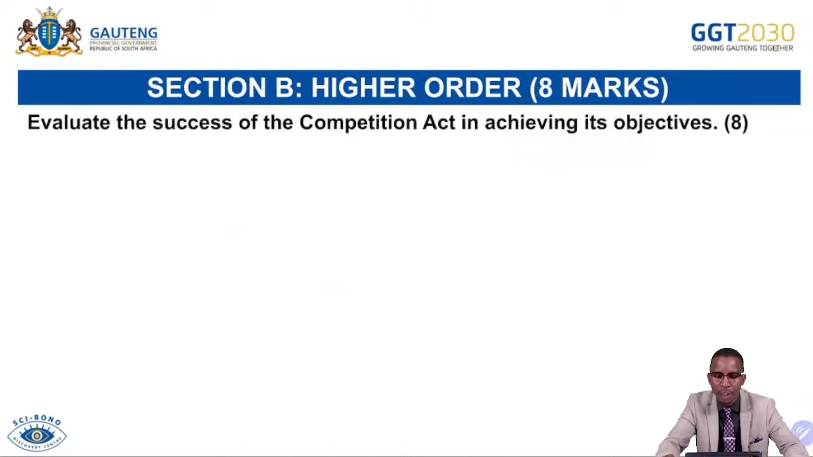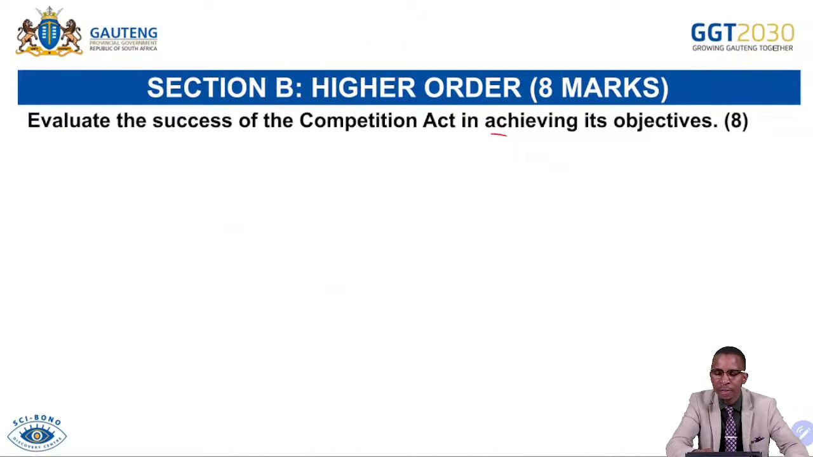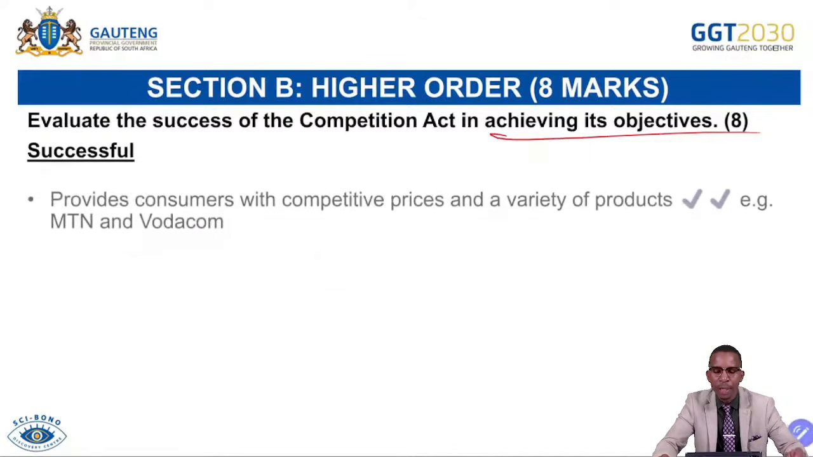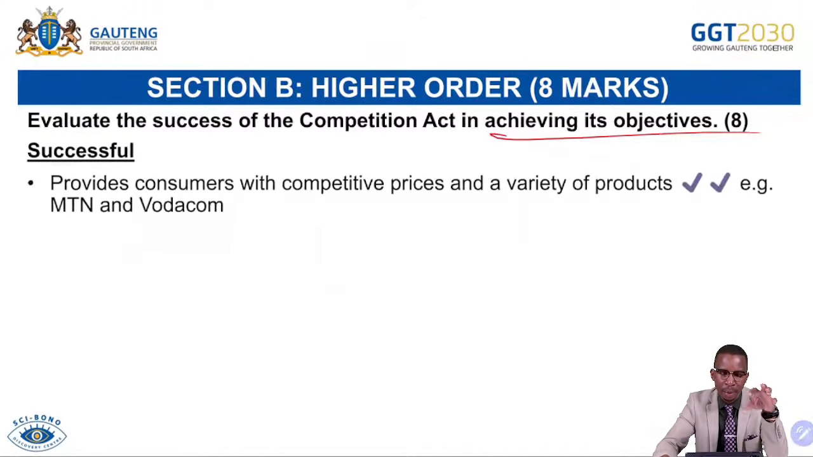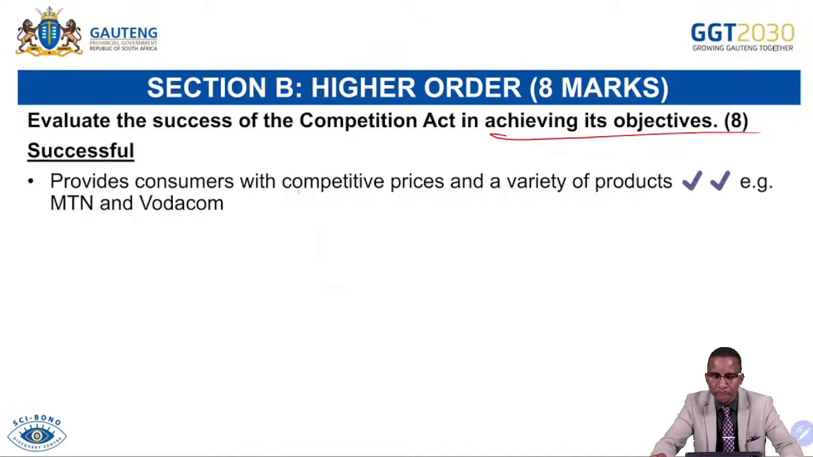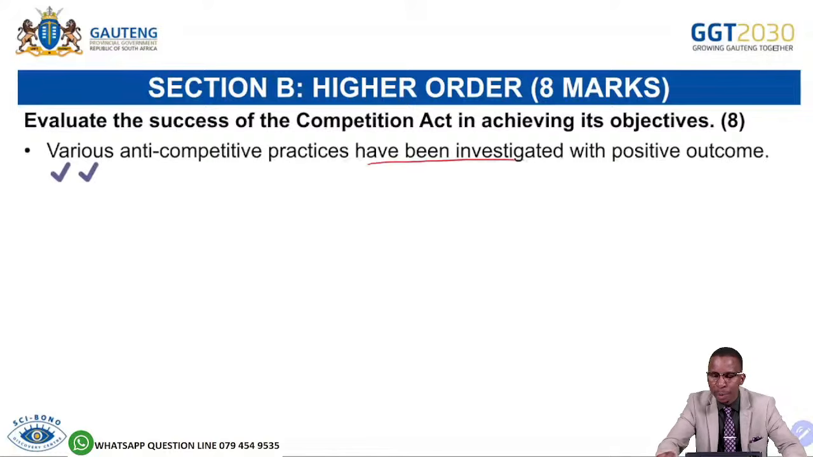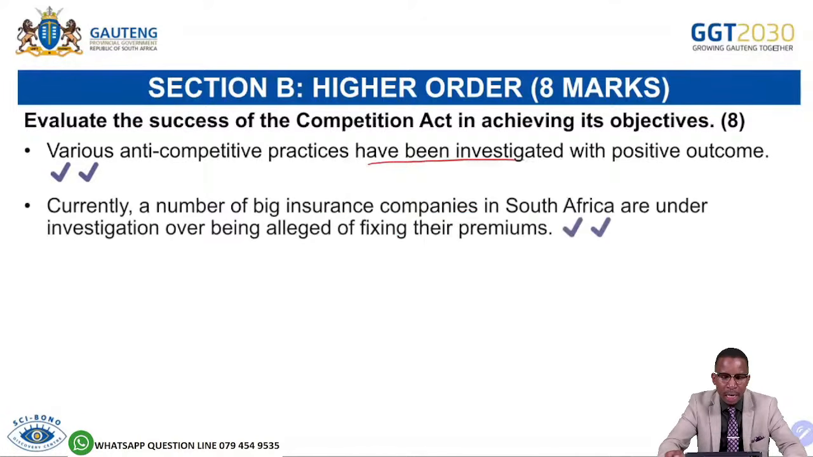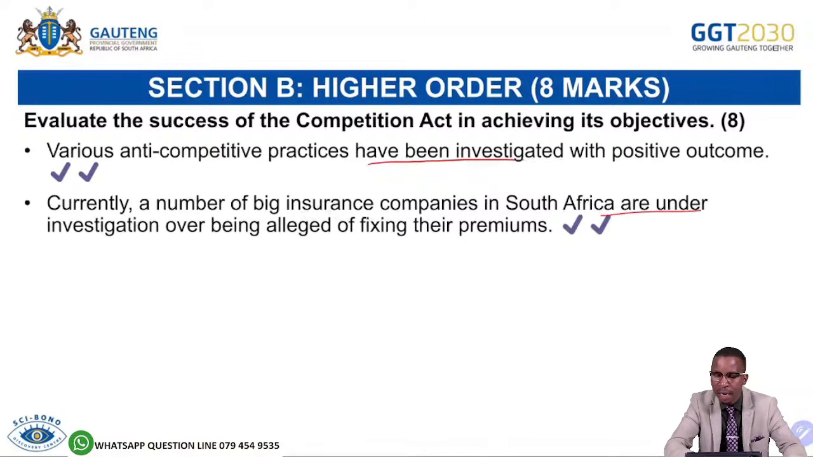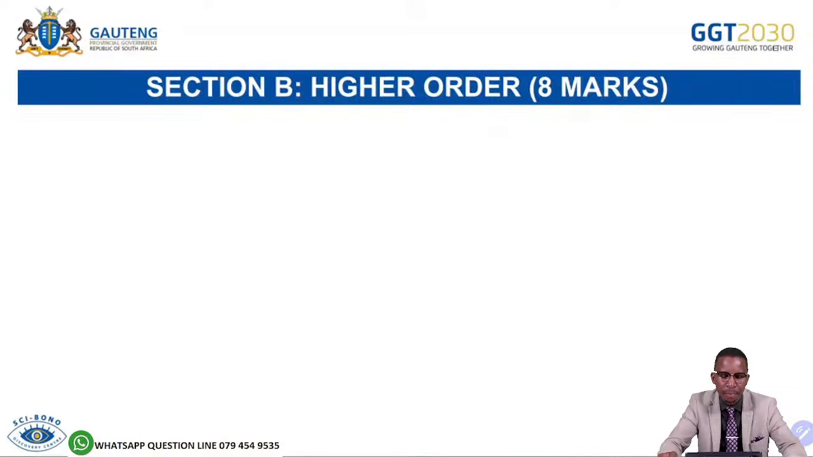Evaluate the success of the Competition Policy Act of South Africa in achieving its objectives. Then let's check. Successful. So here I will give you key points as a summary. It provides consumers with competitive prices and a variety of products, e.g. MTN and Vodacom. DSTV has been investigated with a positive outcome. Currently, a number of big insurance companies in South Africa are under investigation over alleged fixing of insurance premiums.